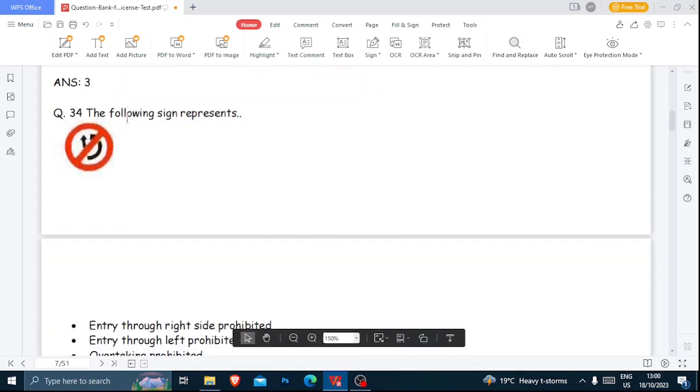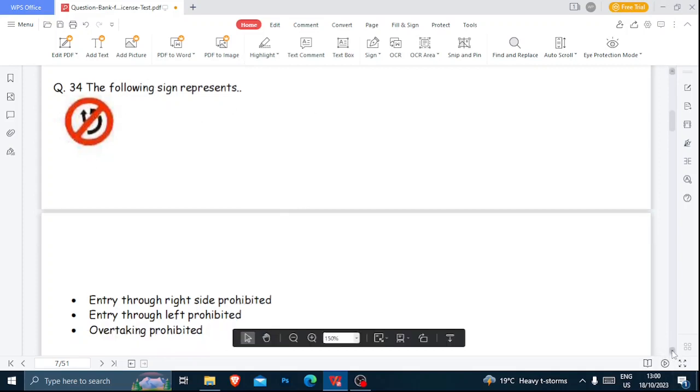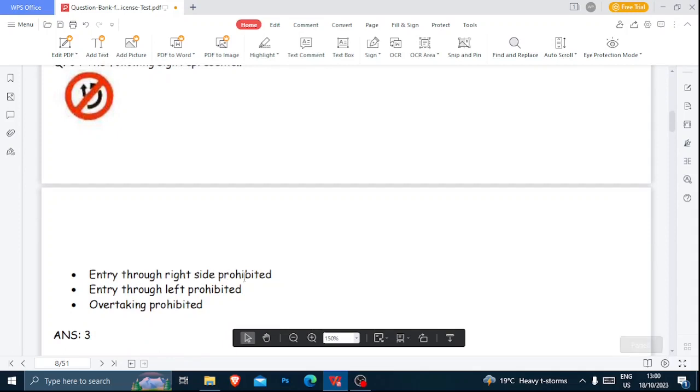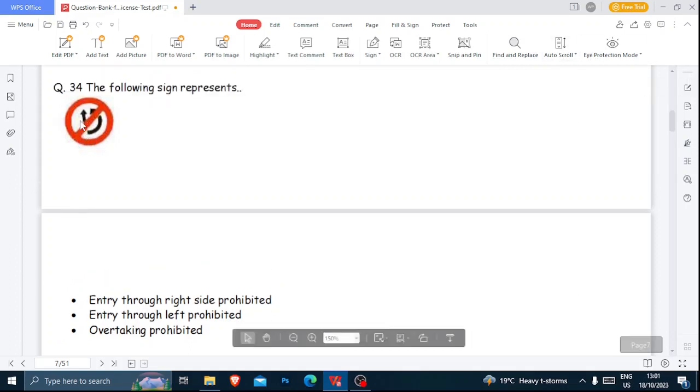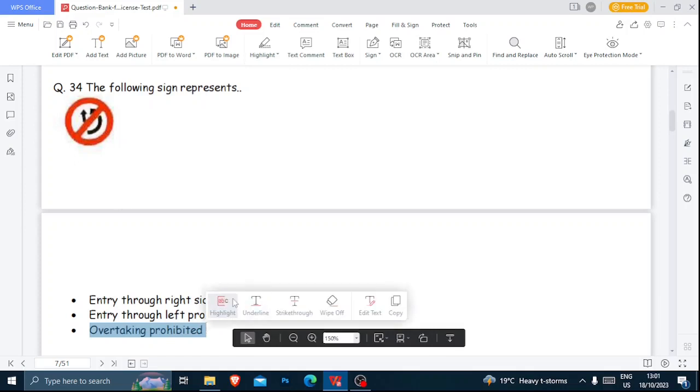Number 34. The following sign represents, is it an entry through right side prohibited, or entry through left prohibited, or overtaking prohibited? Okay, so this sign may not be clear, but this one is overtaking prohibited. As you can see, that shows overtaking here. So overtaking prohibited.